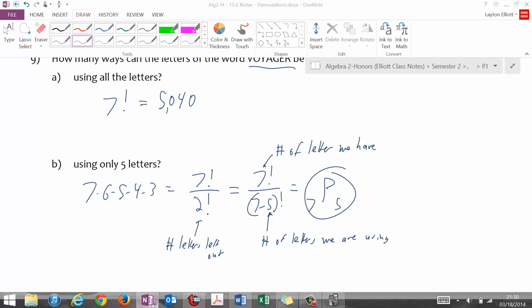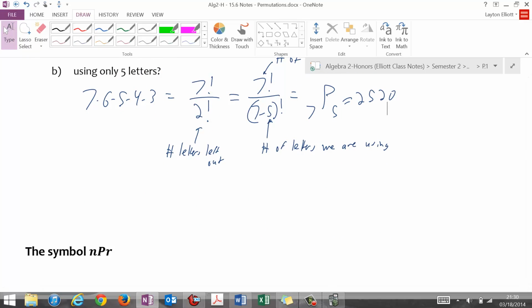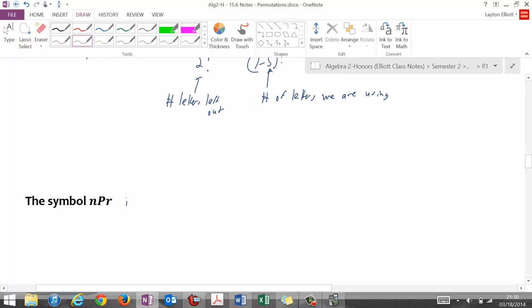I'm less concerned with the number and more concerned that you have the idea down, but we'll write the number. This is 2,520. And the symbol nPr, not the National Public Radio, but the symbol nPr, is used to indicate the number of permutations of n elements taken r at a time.